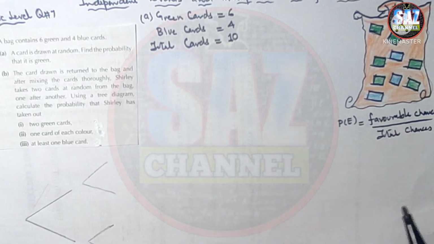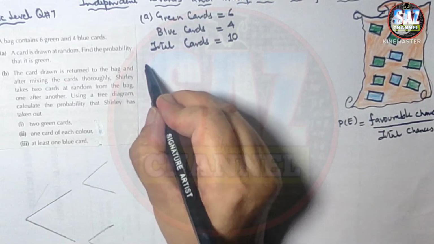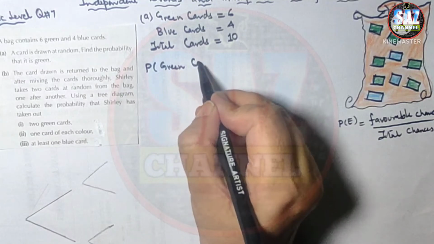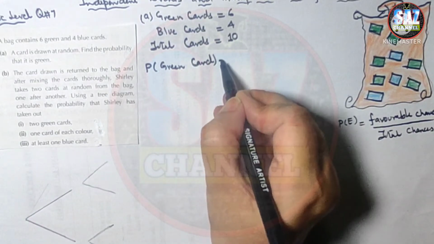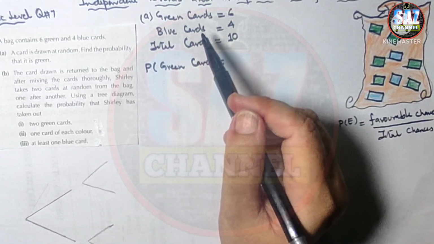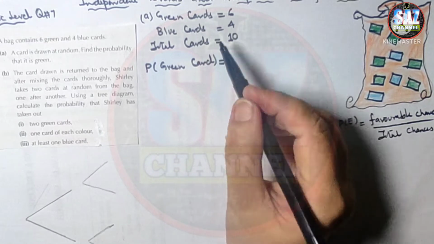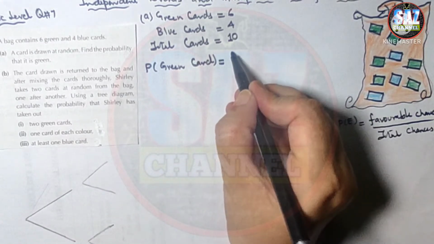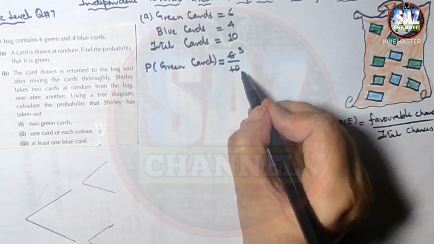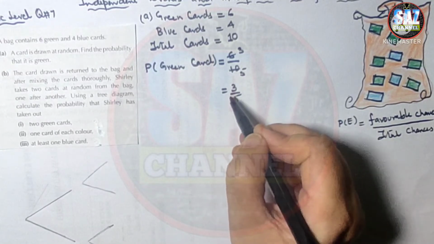So probability of picking up a green card, that will be the choices of green card. How many choices of green card are with us? There are 6 choices of green card. So what we are going to do is 6 by 10, or 2 3s are and 2 5s are, which will be equal to 3 by 5. I hope you are clear about this part.